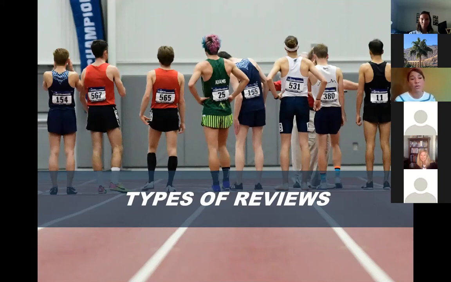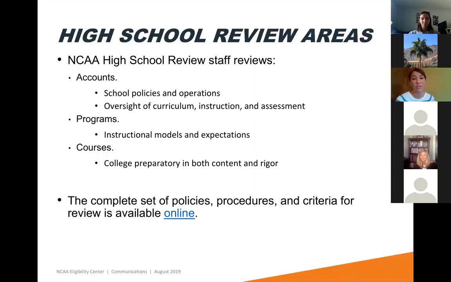As the High School Review team, we're responsible for reviewing high school accounts, high school programs, and high school courses to ensure that student athletes are academically prepared for four-year colleges and universities. So on the next slide, you can see the different types of reviews that the High School Review team does. Any high school that's registered with the NCAA Eligibility Center who wishes to have its courses used for their students in the certification process must go through what we call the account review process. As part of that process, we gather a lot of information from schools about school policies and operations, as well as their curriculum, their instruction, and assessment practices in order to determine an appropriate account status.